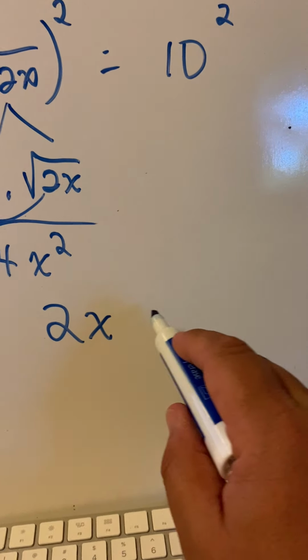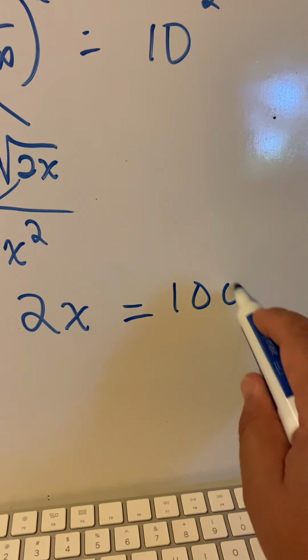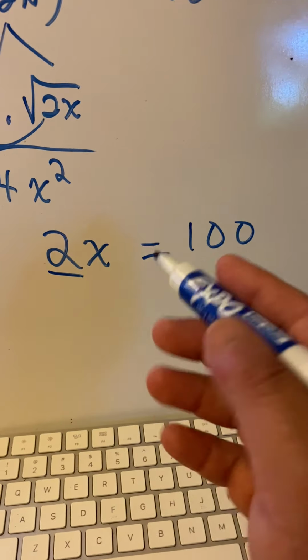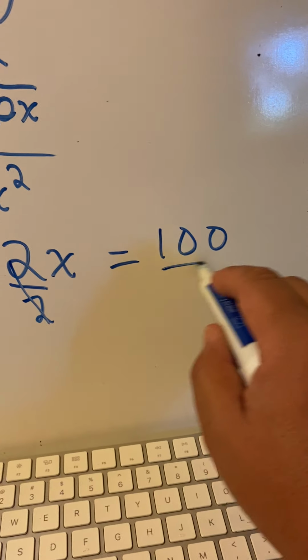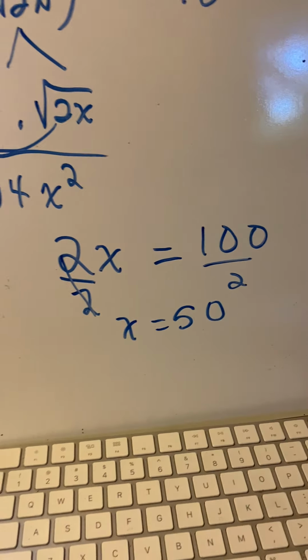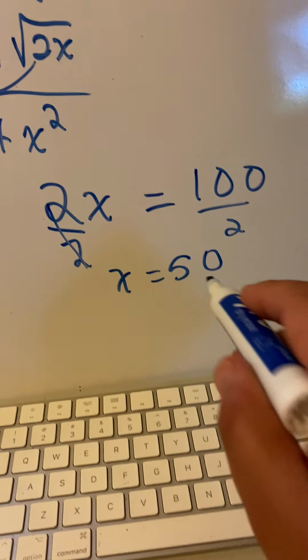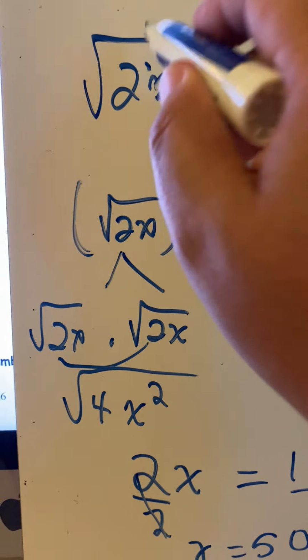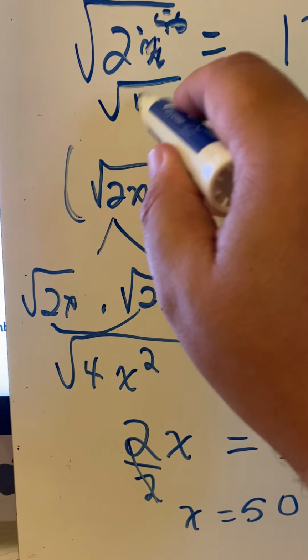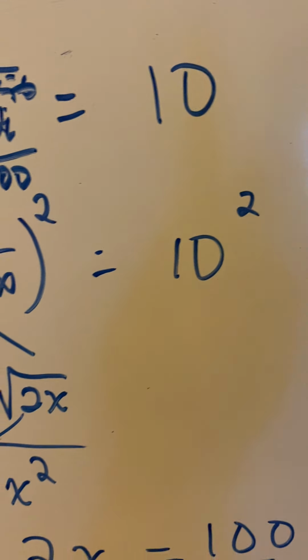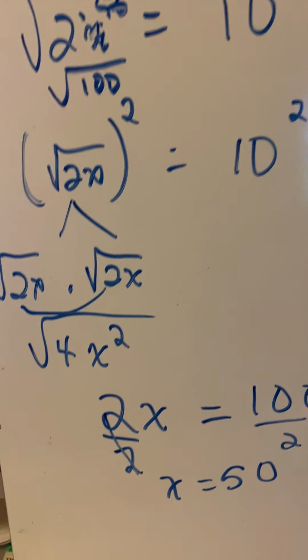What's 10 squared? 10 times 10 is 100. So now I've got to take and solve the equation. I've gotten rid of the radical. Now I can solve this by dividing by 2. And 100 divided by 2, x equals 50. Check it. Take the 50, put it in for the x. What's 2 times 50? Square root of 100. What's the square root of 100? Oh, it's the perfect square of, ta-da, 10. Works out nice and neat.